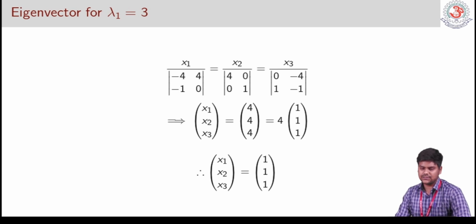The determinant of this 2 cross 2 matrix is nothing but the product of the main diagonal minus the product of the subdiagonal. So 0 into minus 4 is 0, minus of minus 4 will be plus 4. So here 4 minus 0 is 4, and minus 1 into 0 is 0. So minus of minus 4 is 4. Taking the common value out, we'll get 1 1 1. This is our corresponding eigenvector for lambda equal to 3.